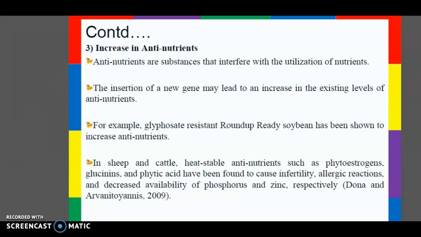The next one is the increase in anti-nutrients. These are substances that interfere with the utilization of nutrients, and the insertion of a new gene may lead to an increase in the existing level of anti-nutrients. For example, glyphosate-resistant Roundup Ready soybean has been shown to increase anti-nutrients. In sheep and cattle, heat-stable anti-nutrients such as phytoestrogens, glycinins, and phytic acid have been found to cause infertility, allergic reactions, and decreased availability of phosphorus and zinc.